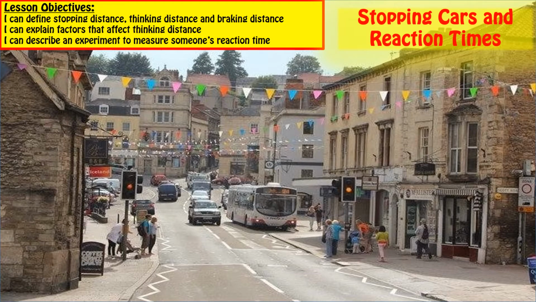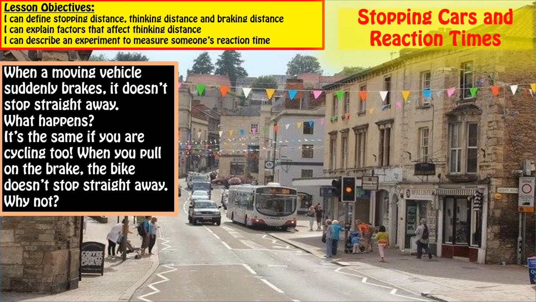So today's lesson is called Stopping Cars and Reaction Times, and our objectives are: I can define stopping distance, thinking distance and braking distance. I can explain factors that affect thinking distance, and I can describe an experiment to measure someone's reaction time.